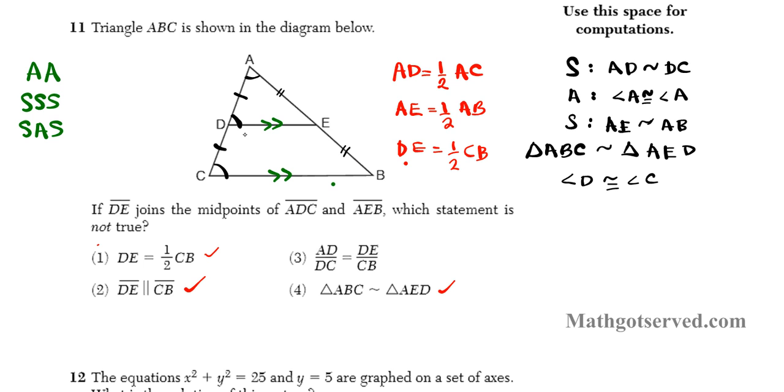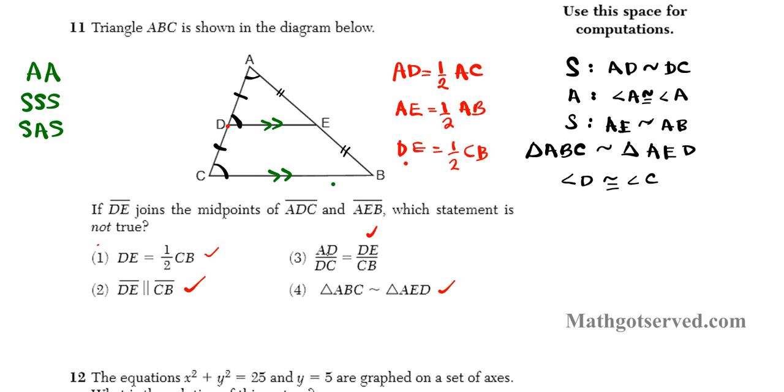So it says AD, which is this side of the small triangle, over DC, which is that side of the big triangle, is equal to DE over CB. So DE is the base of the small triangle over the base of the big triangle, CB. That makes sense. That's good.